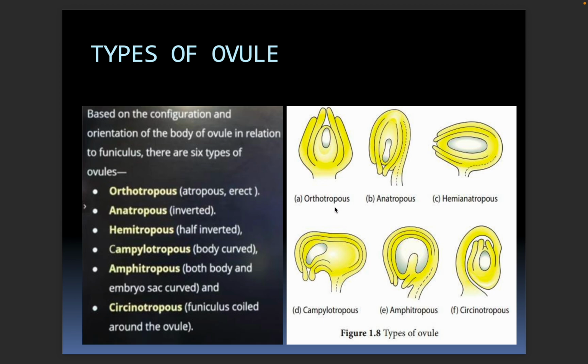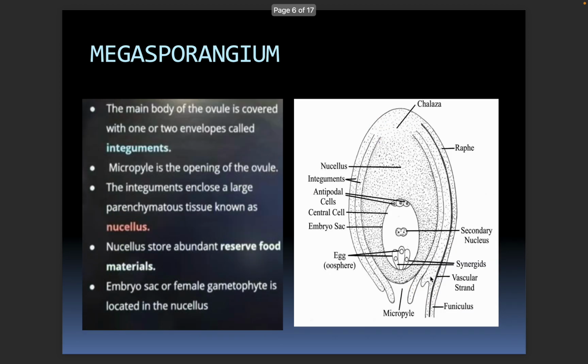So orthotropous, you can see, is the very erect type; anatropous is inverted; hemi means half inverted, again half inverted as well as the curved body; again both the embryo sac as well as the body of the ovule get curved, that is amphitropous; and when the funicle is coiled it is called sarcinotropous. So these are the types of ovule. Fine. And the arrangement that you can see in your NCERT book, this is which type of ovule? This is your anatropous ovule.